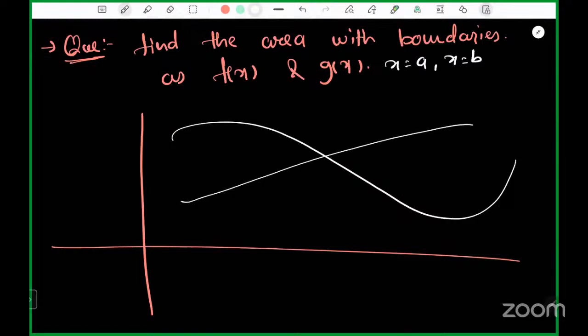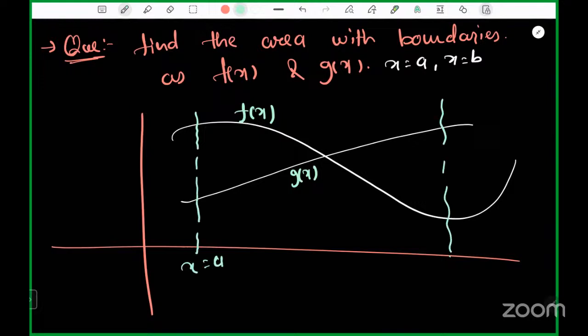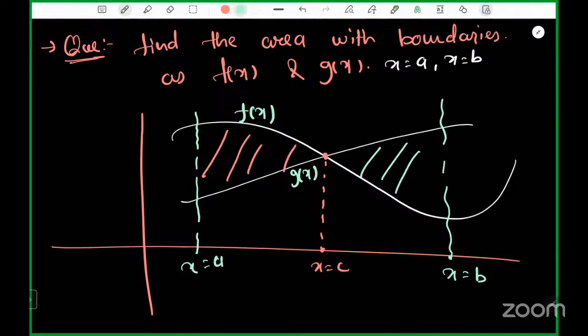The first one is your f of x, and the graph below is g of x. Here is our boundary x equals a, and here is our other boundary x equals b. In this case, we will first break this interval into two parts. Since this is an intersection point, I'll take this as x equals c. First I will find this shaded region's area, and then this shaded region's area, because the difference between these two areas is that here the lower boundary is g of x, and here the lower boundary is f of x.